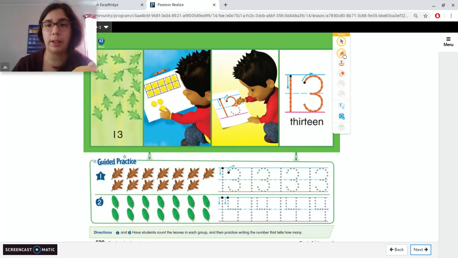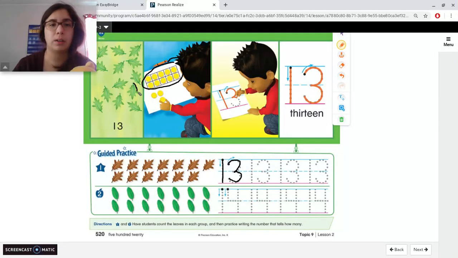And we're going to practice writing our number 13. 13 looks like a 1 and a 3. Like on our 10 frame. The 1 comes from the 10 ones, and the 3 comes from the 3 extra. Good job.